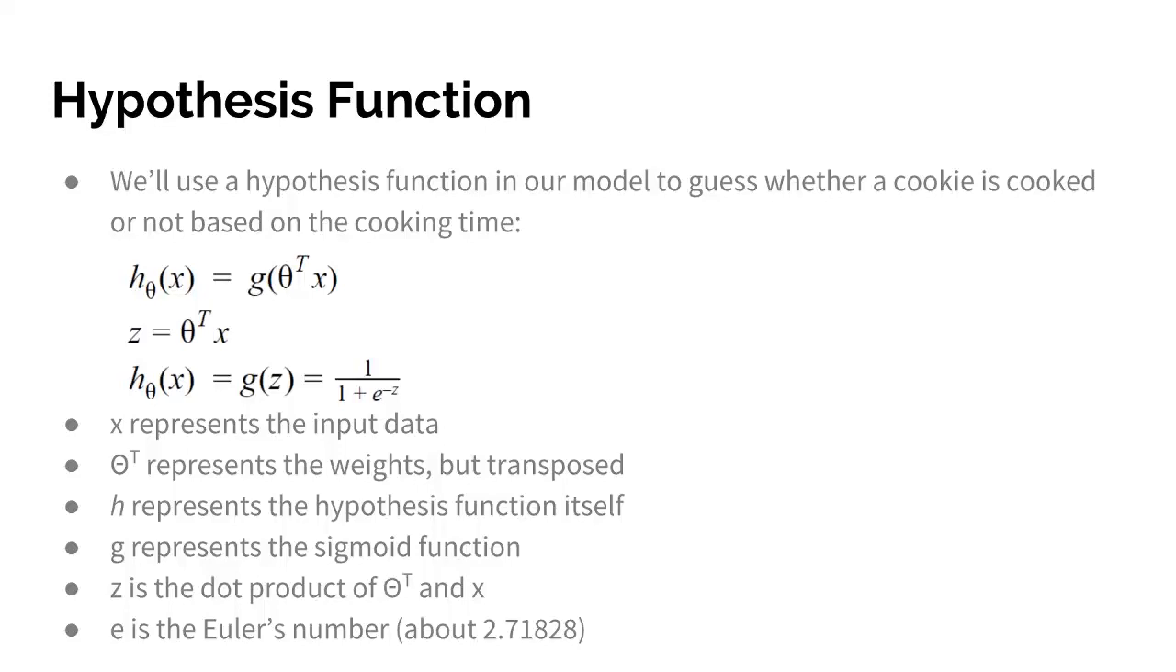And so g of z is the sigmoid function, which as you can see here is equal to 1 over 1 plus e to the power of negative z. And this gives us a nice curve that you'll see in a graph further. So just to reiterate, theta transpose is the same as what we had for the linear regression, theta, but we just transpose the weights. So if it's a row vector, we turn it into a column vector. If it's a matrix, we transpose and flip it about the diagonal.